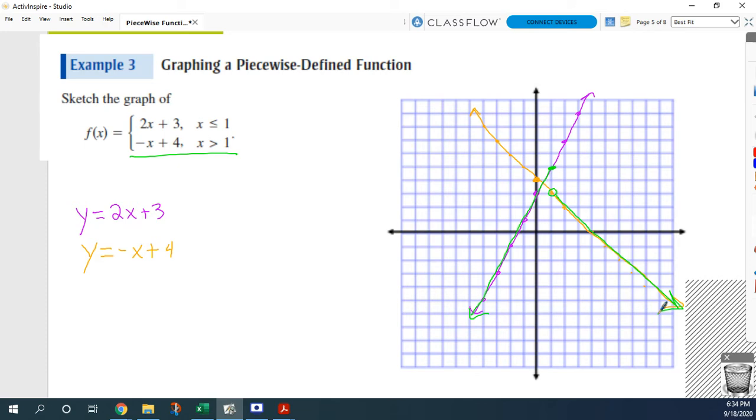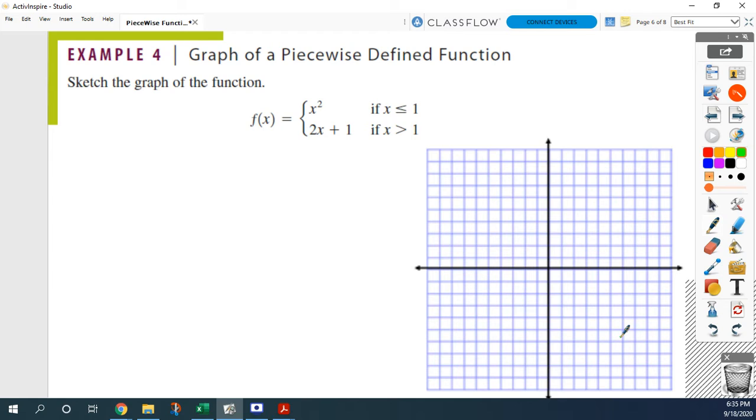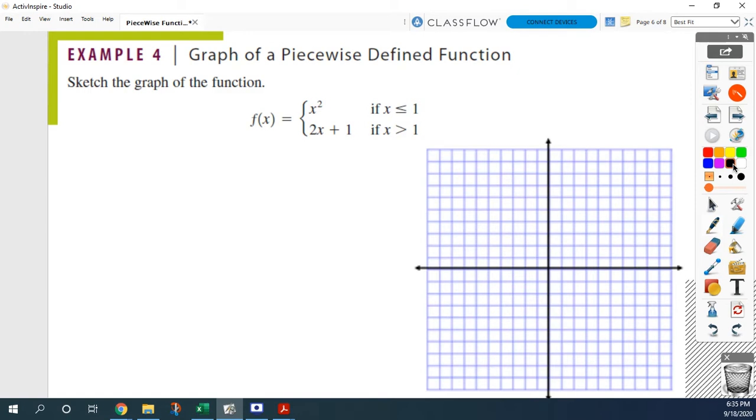On our next example, we'll go ahead and erase the other parts so we can see what it would actually look like, but I wanted to leave them there on the last one so we could kind of see where I'm getting those pieces from. So on our next example, again, we have two pieces. I have an x squared and a 2x plus 1. Again, let's just start from graphing each piece by itself.